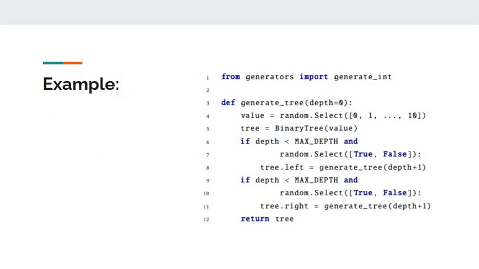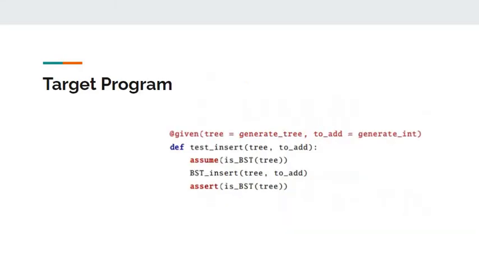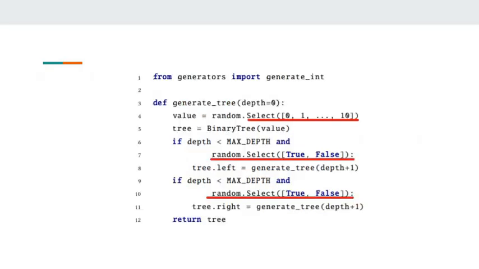Let me explain it better with an example. To note, most complex types of inputs can be expressed using a binary tree. And in this example, assume that our program accepts only binary search trees. And this is a random binary search tree generator. And this is the program that accepts only binary search trees as an input. And as you can see, the assume statement rejects all inputs that are not valid binary search trees.